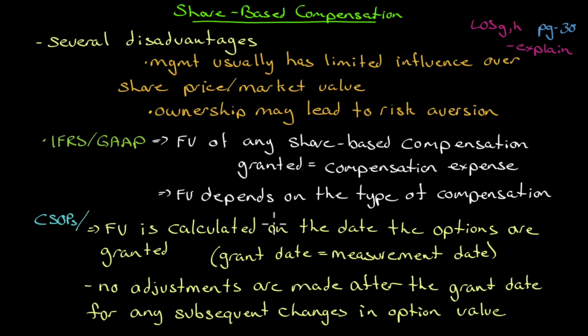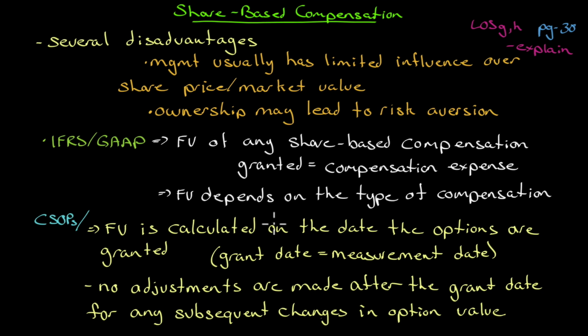Several disadvantages of share-based compensation have been pointed out. Number 1, management usually has limited influence over the share price or the market value. Hence, it's not as relevant as it could be. That's why there is the performance type compensation, or the performance type award, as opposed to the share-based type award.